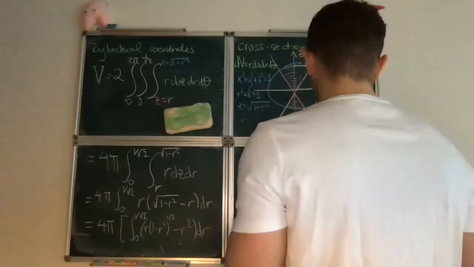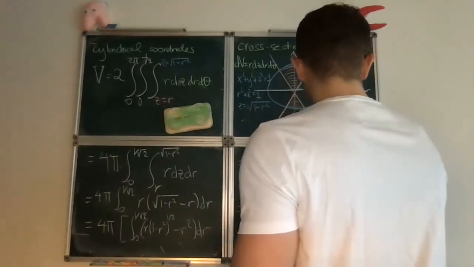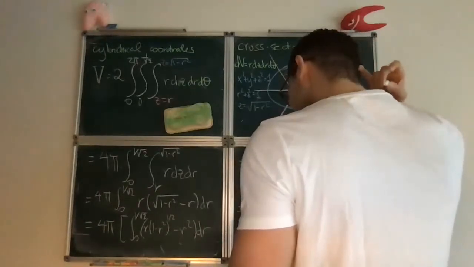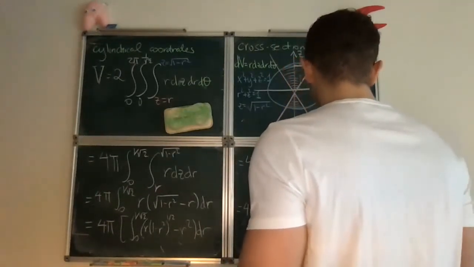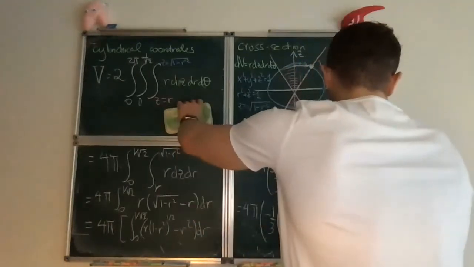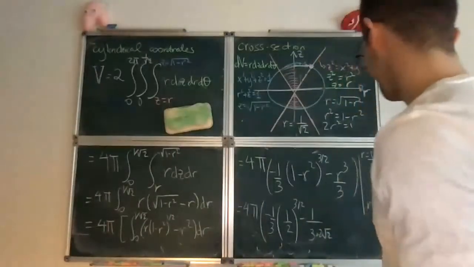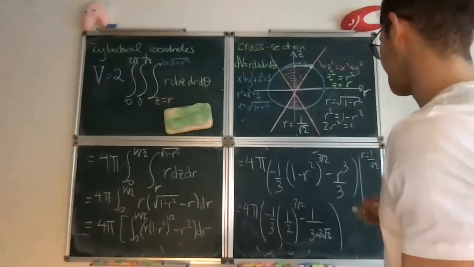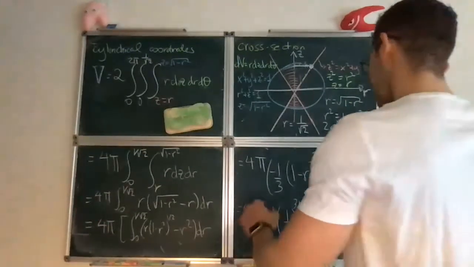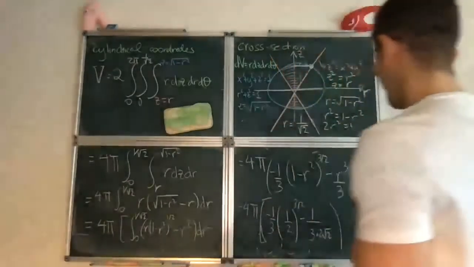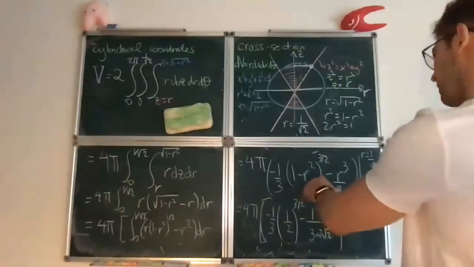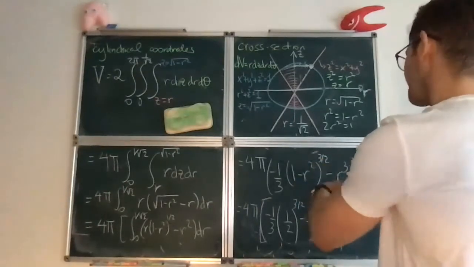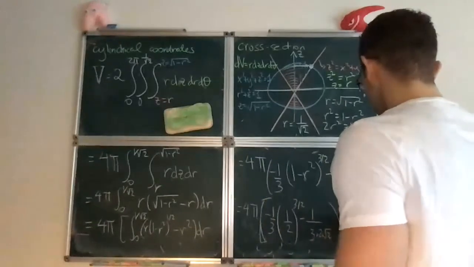And then this is 1/3. 2 cubed is root of 2 cubed, it becomes 2 times root of 2. And then you have to think about what's going on at 0. So at 0, you put minus the value at 0. At 0, this does not count. At 0, this becomes 1. Right? This becomes 0, so you get 1 to the 3 halves, which is just 1. So minus with minus gives you plus, so you just put 1/3 here.